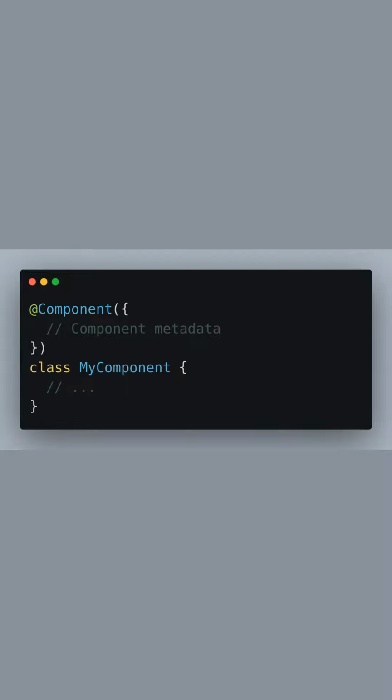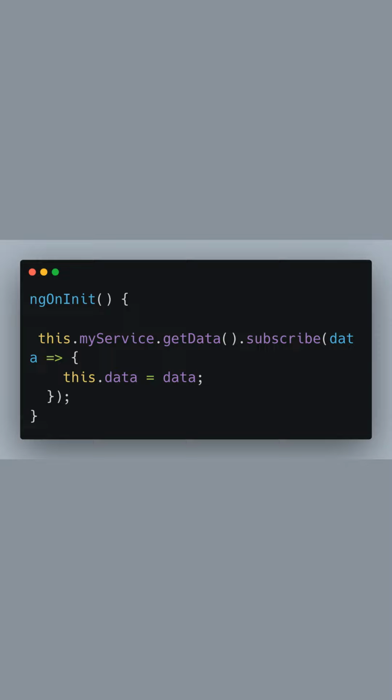Now let's move to an Angular component where we intend to use the fetched data. In the ngOnInit lifecycle hook, we call the getData method from our MyService. We subscribe to the returned observable to get the data, which we then assign to a property in our component. This is how the data becomes available for use in our component's template.